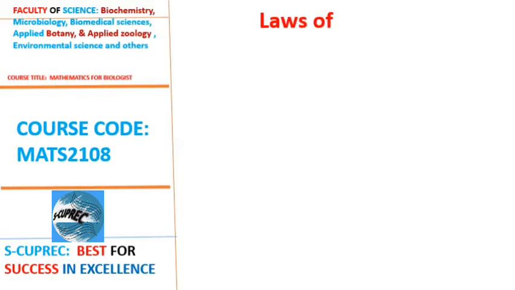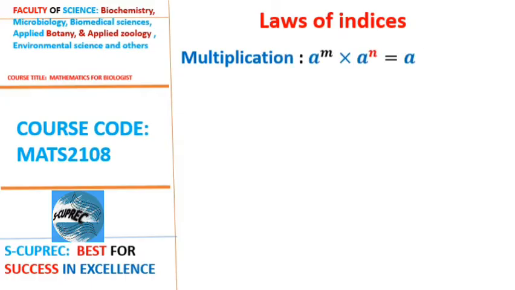Into the laws of indices. Law 1, the multiplication law. It simply states that if we have a raised to the power m multiplied by a raised to the power n, we simply need to add the powers, since the bases are the same. We simply add the corresponding powers m and n. So it becomes a raised to the power m plus n.